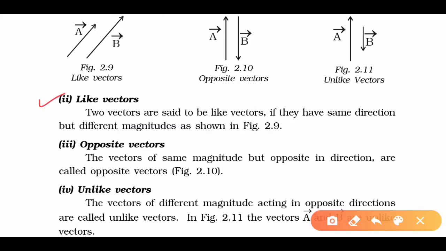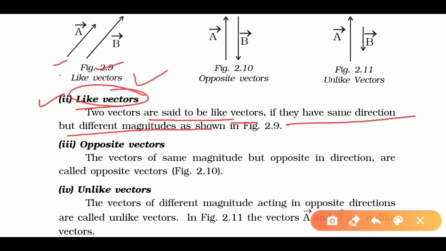Second one is like vectors. Two vectors are said to be like vectors if they have the same direction but different magnitude. As shown in figure 2.9, vectors A and B both have the same direction but they have different magnitudes. So these vectors are like vectors.